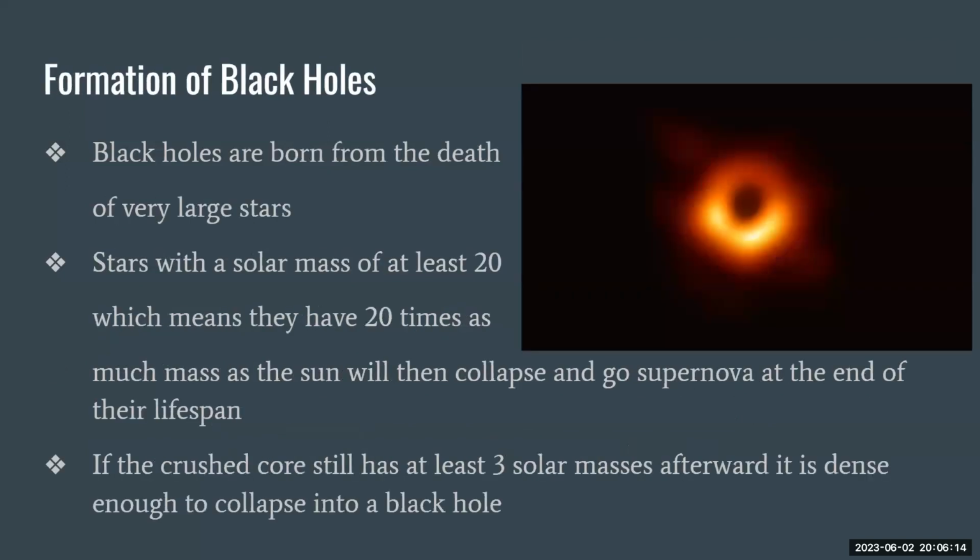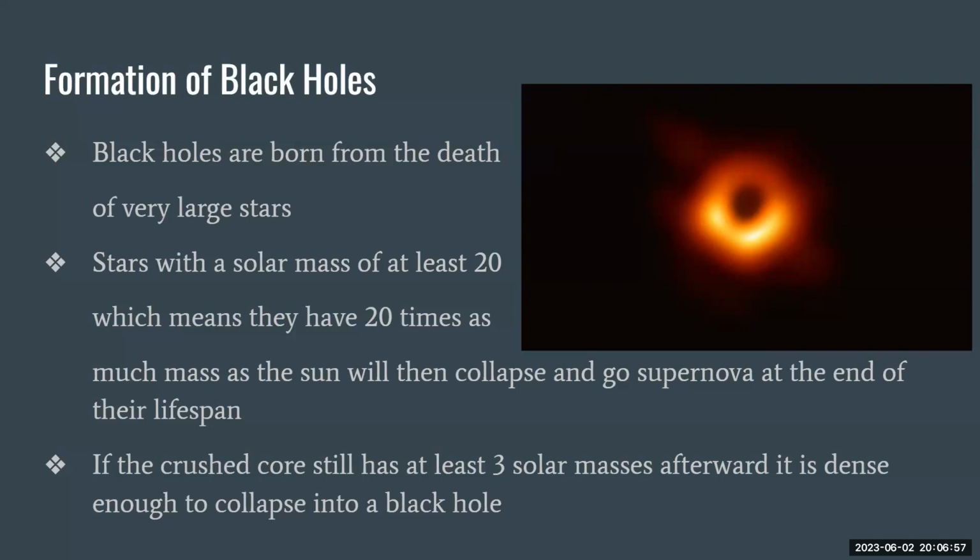Formation of black holes: they're basically born from the death of very large stars. Basically, stars with a solar mass of at least 20, which means they have about 20 times as much mass as the sun. Once it gets to the end of its lifespan, which is basically when it runs out of energy to do nuclear fusion, it'll collapse and go supernova, which is essentially exploding all of the matter of the star.